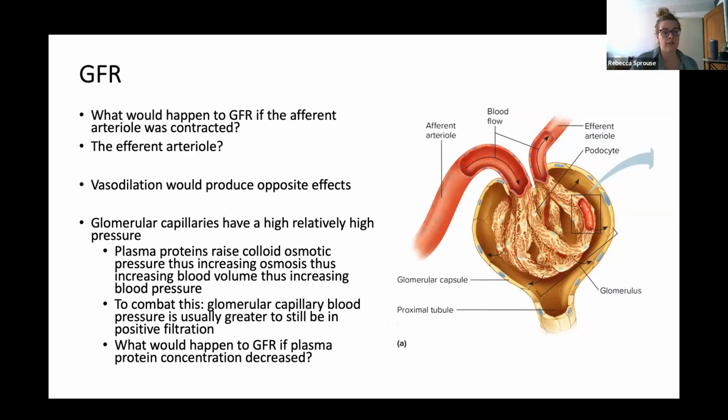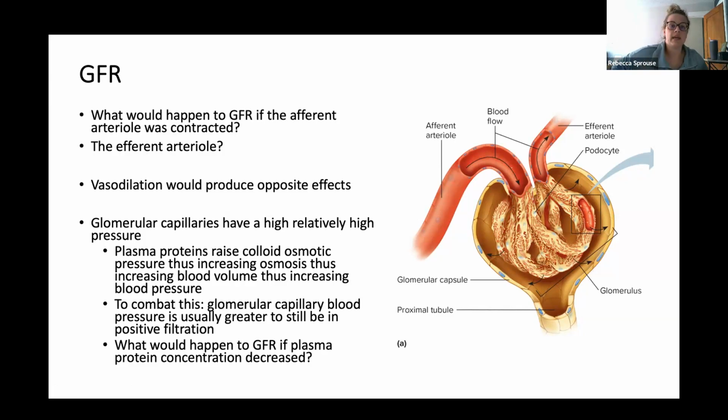Okay. So what would happen to the rate of filtration if our afferent arteriole was constricted or contracted? So here's our afferent arteriole. So we have blood coming into this glomerular capillary area, which is where GFR is measured. So if we make this diameter smaller, what will happen to the rate of filtration in here? It's going to decrease. Okay, the less blood you have coming in, the less filtration that we can have. That should just be kind of logic, right?